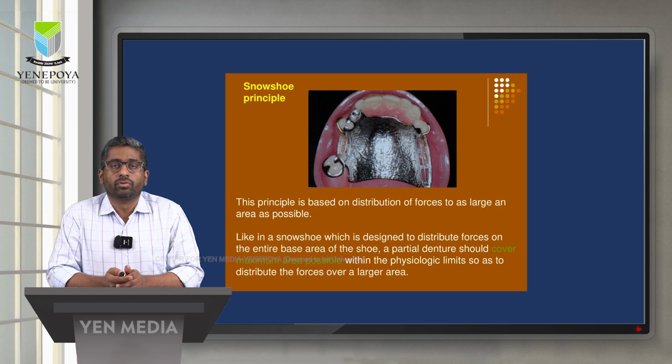Snowshoe principle: the most important factor that we gain from these sort of major connectors is something like a snowshoe, which is designed to distribute forces on the entire base area of the shoe. A partial denture should cover the maximum area possible within the physiological limits so as to distribute the forces over a large area.